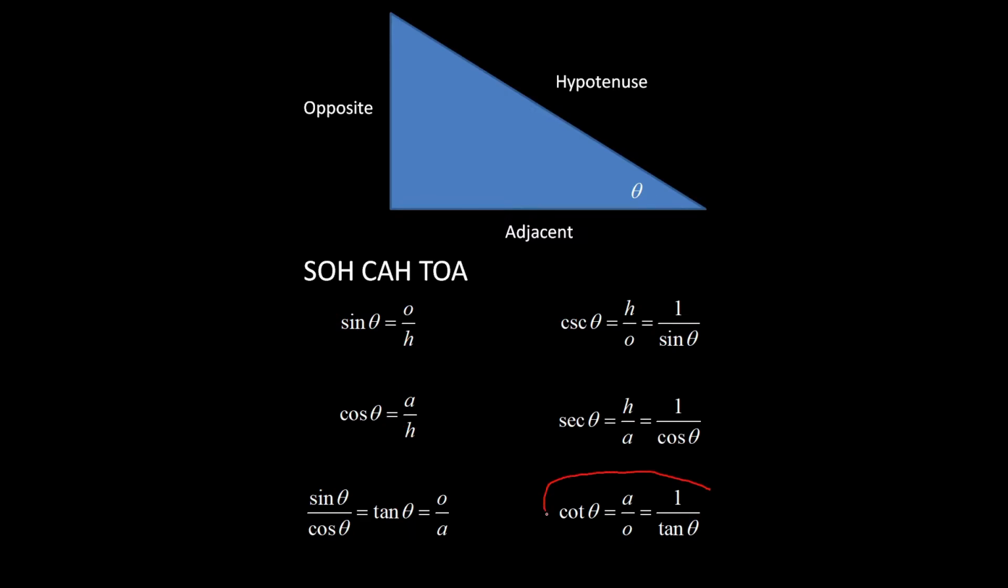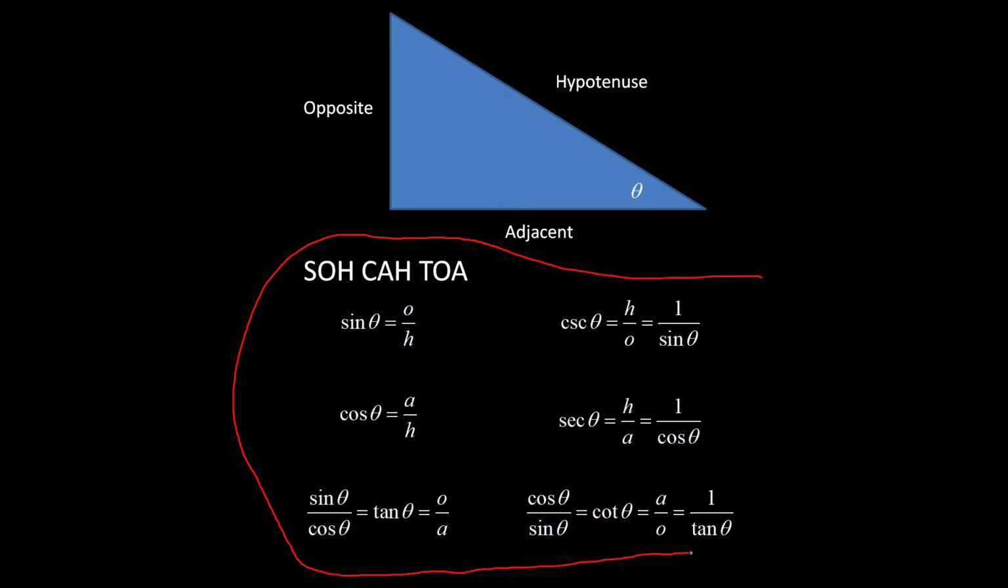Now, the same is true for cotangent. Cotangent is cosine over sine, because remember, these are all the reciprocal relationships. So all of this, you should burn into your brain. And 100%, if trigonometry is going to be in your future career, you will know this for the rest of your life.